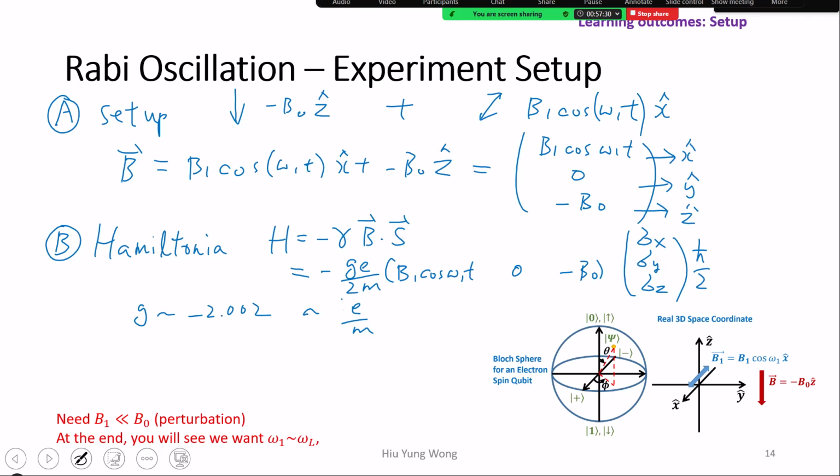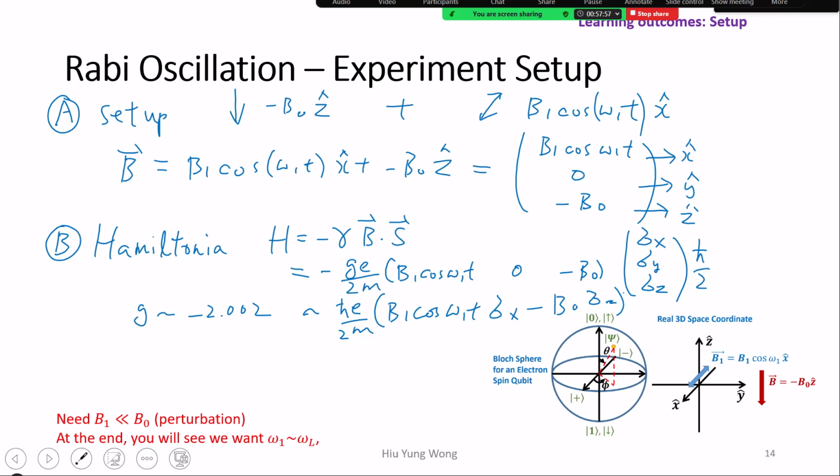So here I would put h bar and then 2, right? And then I will put them together. What is this? This is B1 cosine omega 1t sigma x minus B0 sigma z. Is this okay? A little bit too much, right? But basically this is just a vector inner product.